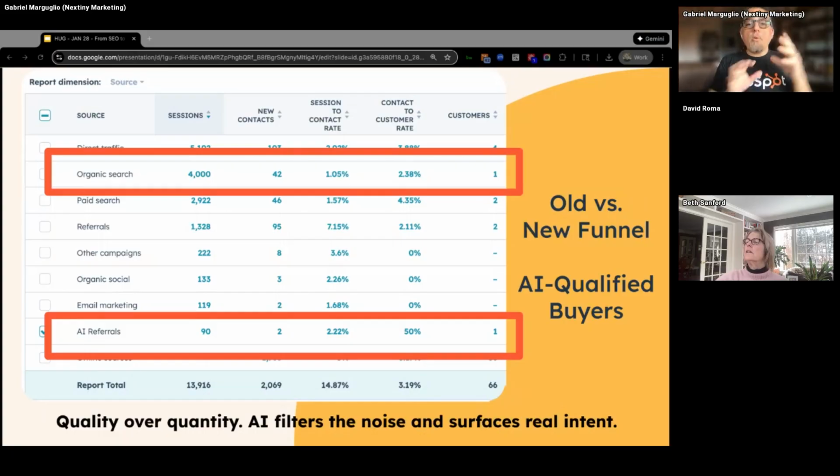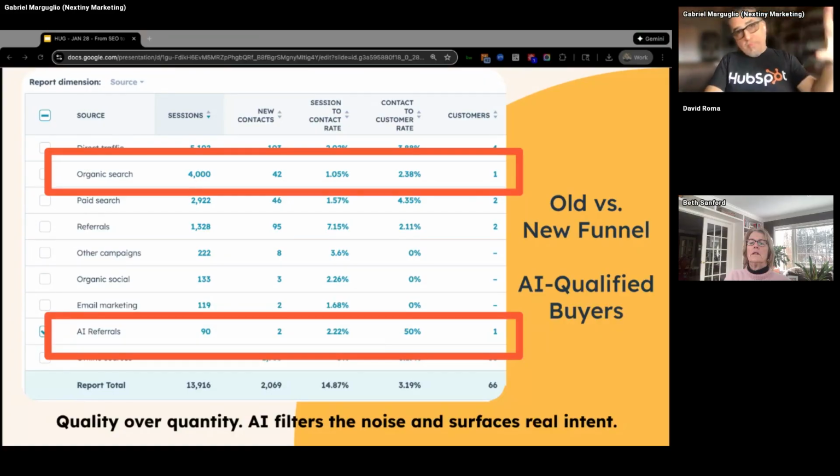Ultimately, this is a real example. In a given amount of time, this company got 4,000 sessions from organic search, from Google search, and 42 leads from that, and 1 client. In the same amount of time, I think it was 3 months, they got 90 visits from AI, 2 leads, 1 client. So higher conversion rates, higher closing rates, because people from AI are coming with a lot more context, a lot more education. They're having full-on conversations. This is the positive side of AI.